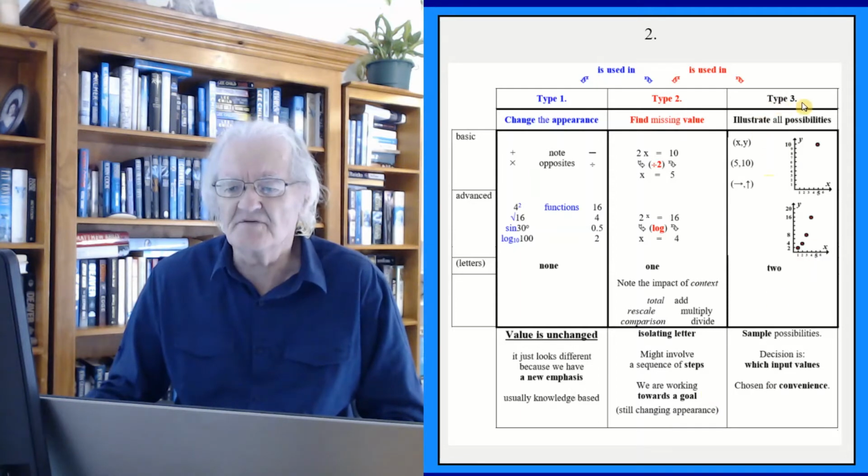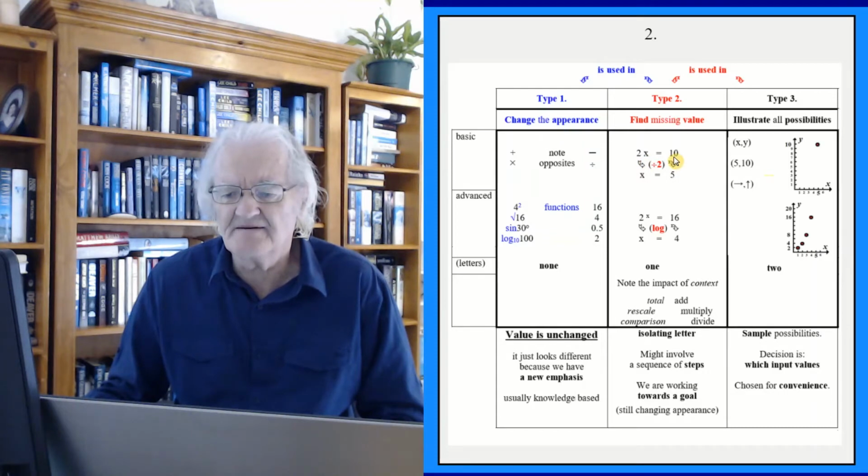The third type of maths is illustrating possibilities. We use a graph. It has 2 number lines. These represent the possible values that might be found in the situation. So here we've said if we double 5, we get 10. The related numbers from doubling, 5 and 10. In the image, 5 is associated with 10.